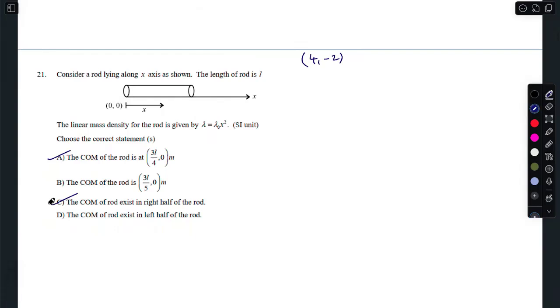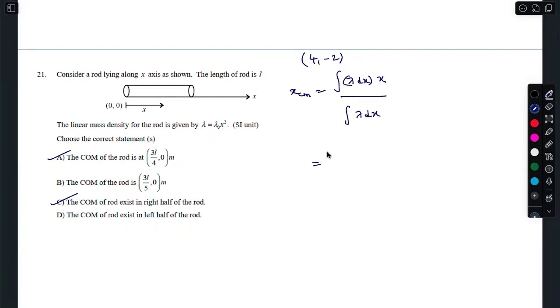21. Consider a rod lying along the x-axis as shown. The length of the rod is L, and you can see that lambda is varying along x. The center of mass of the rod is at 3L by 4 comma 0. Actually, I know the basic formula. XCM is the integral of lambda dx times x by the integral of lambda dx.